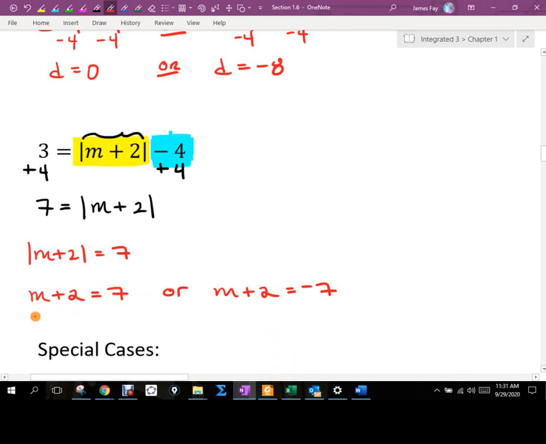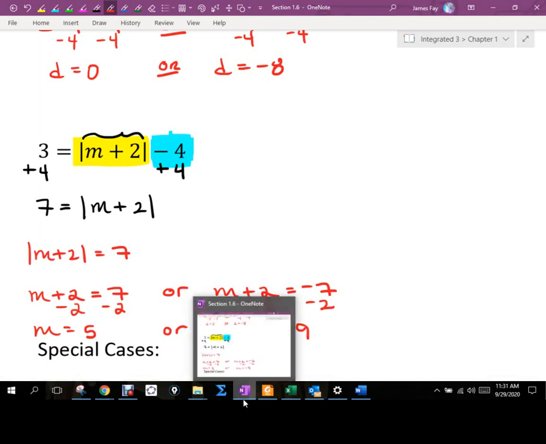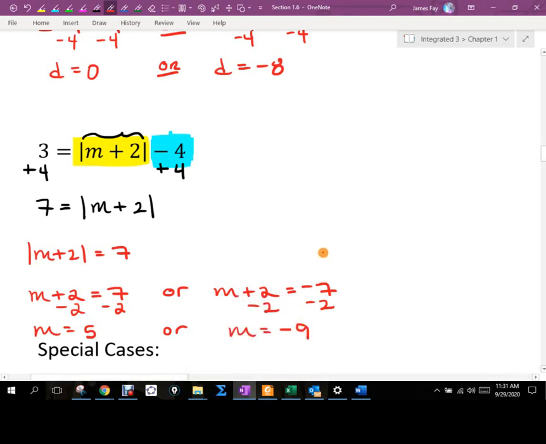And then you can subtract 2 from both sides. You get 5. And there you get negative 9. Is that all right?